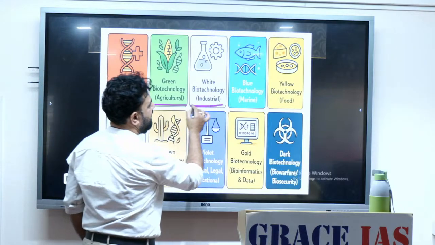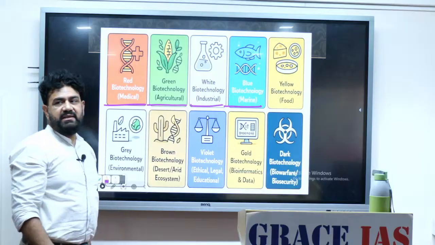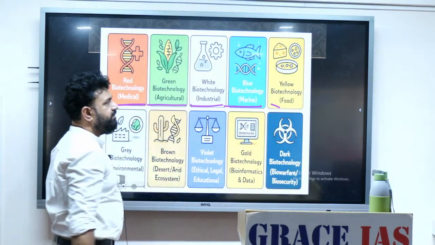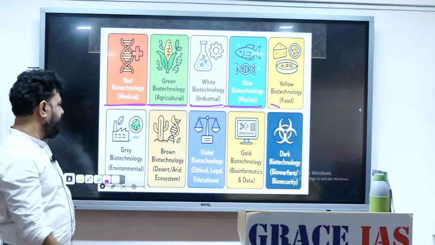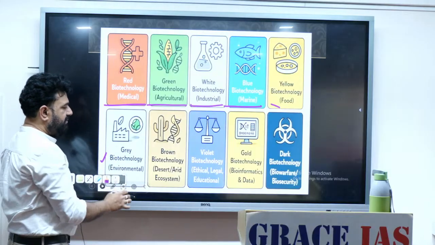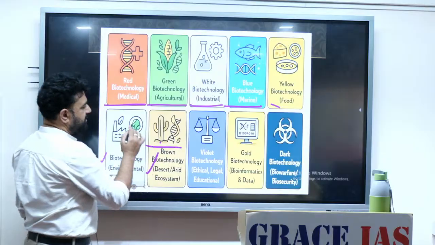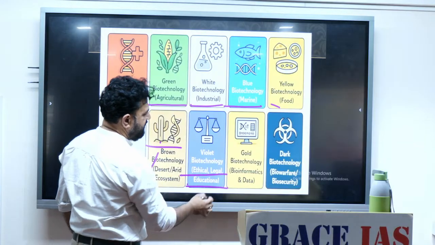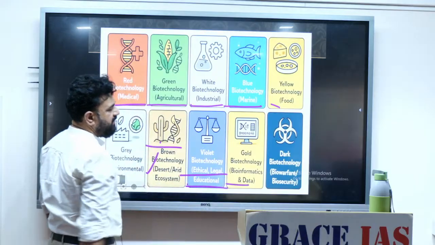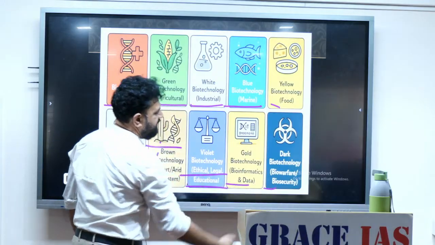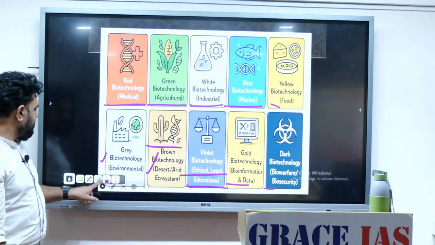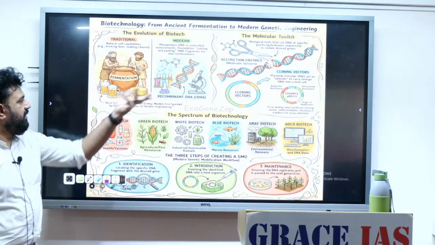White is industrial, blue is marine, that is fish and seafood here. Yellow biotechnology talks about food related aspects, then grey biotechnology is environmental, brown is for ecosystems in different regions, violet is ethical, legal or educational, and gold is for bioinformatics, and dark biotechnology is for biowarfare, bioterrorism and all. So these are certain aspects you can understand.